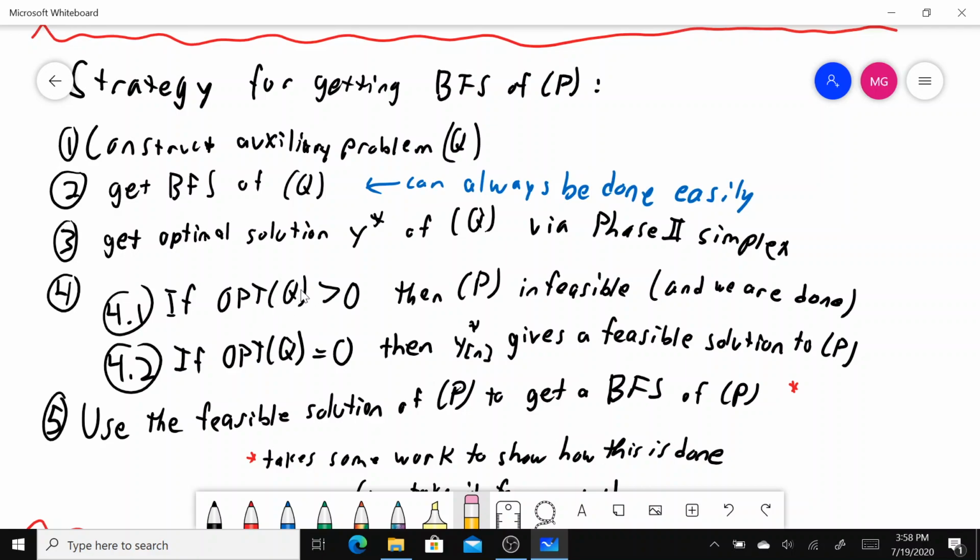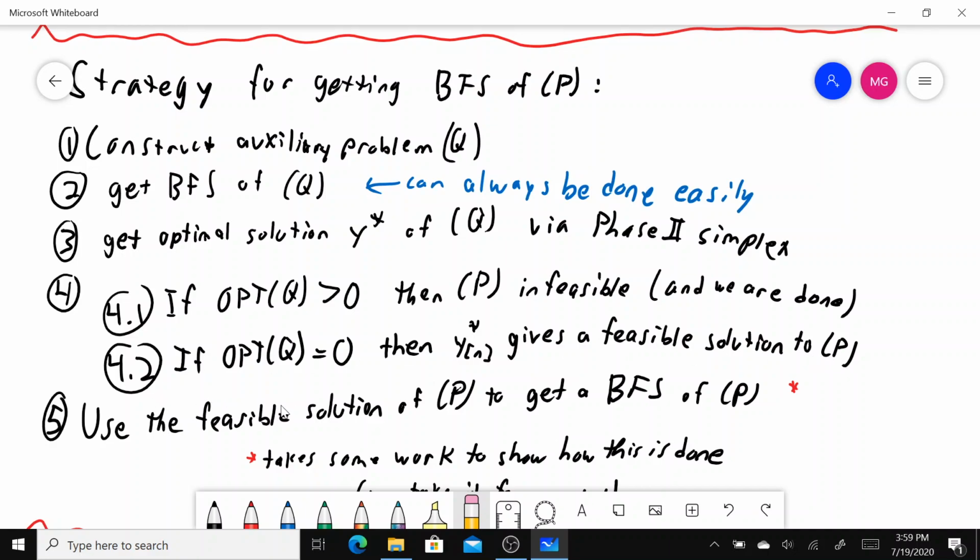Now that we have this optimal solution, we'll find that either the optimal value of Q is positive or it's 0. If it's positive, then that means that P is infeasible, and we're done, because there are no feasible solutions to the program P that we care about. On the other hand, if the optimal value of Q is exactly 0, so we attain that lower bound that we wanted, then you take the optimal solution y star, and you take the subvector of that, being the first n components, and that will be a feasible solution to P.